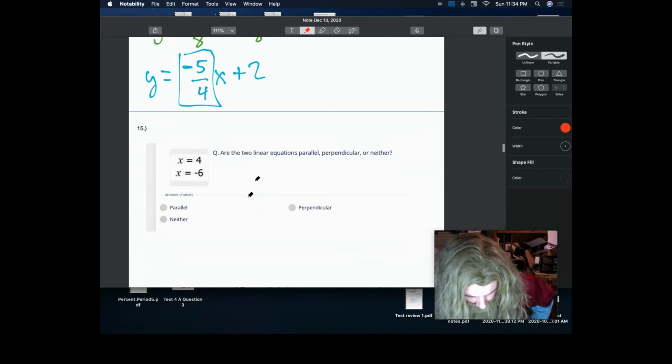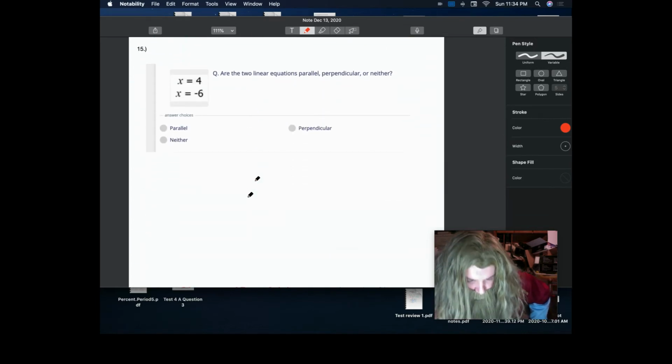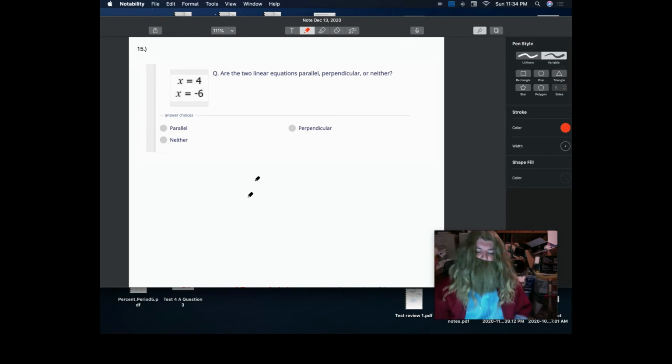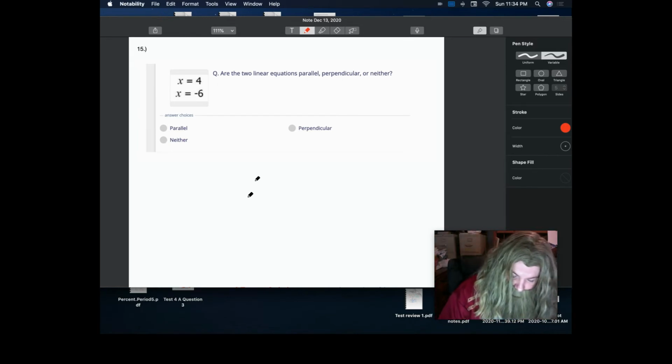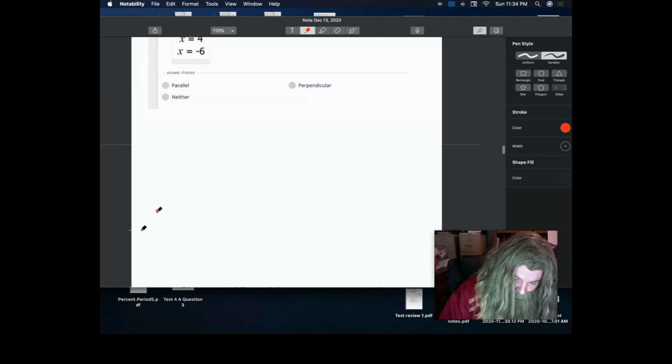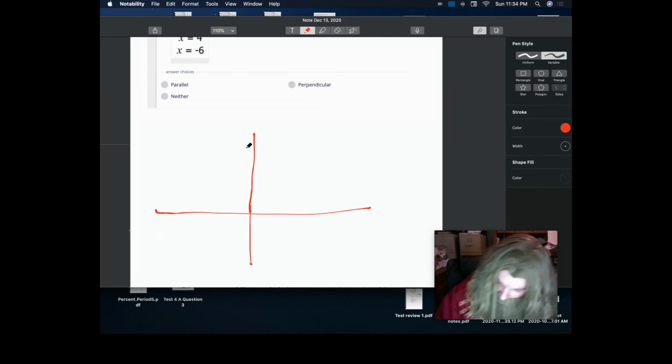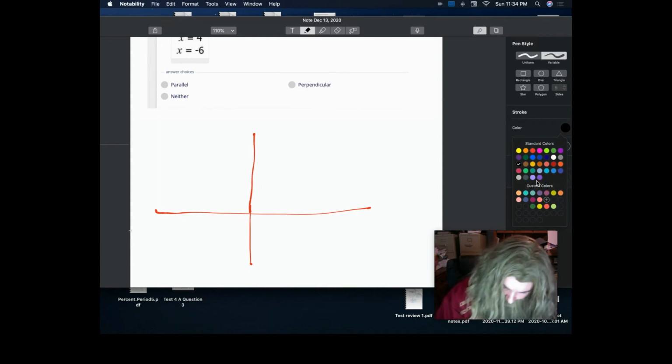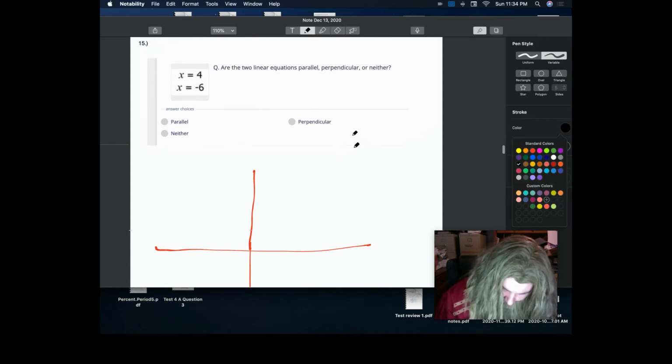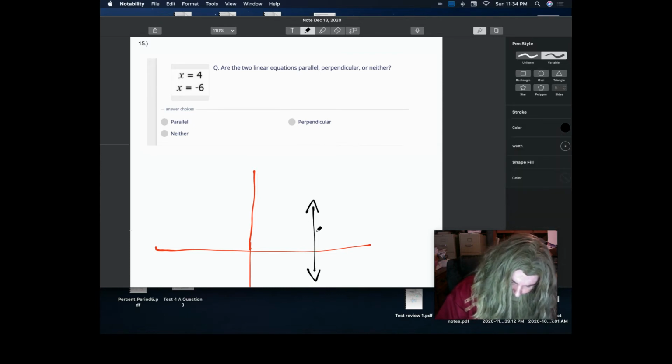Speaking of progressing, number 15. Are the lines parallel, perpendicular, or neither? Well, here we know that we have an x equals graph. And whenever you have x equals, let me draw it out. We have x equals 4. Let's say this is x equals 4, and this is x equals negative 6.